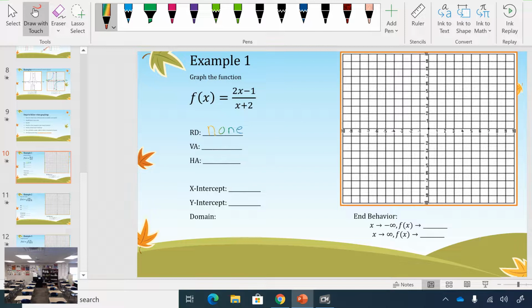Then when it comes to the vertical asymptote, that's the ones where we said set denominator equal to 0. So we have x plus 2, we set it equal to 0, so x equals -2.